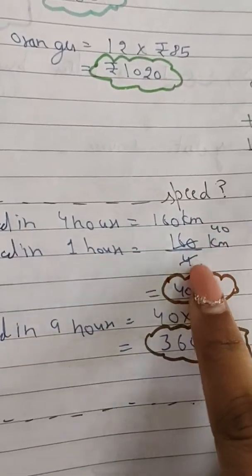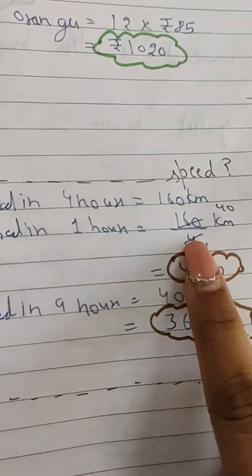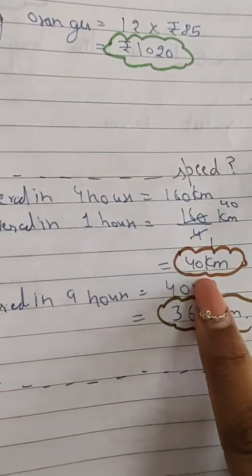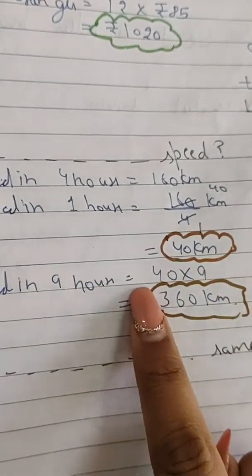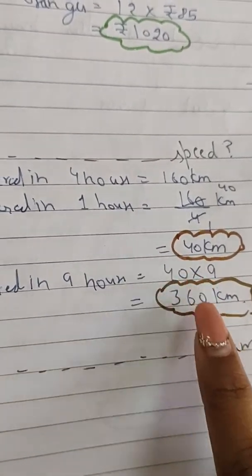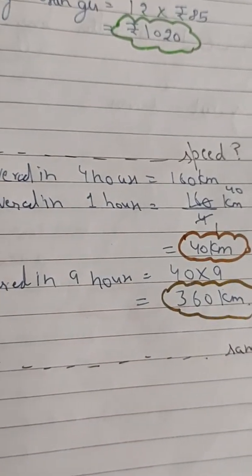So 160 divided by 4. 16 comes in the table of 4 at 4, 4 will go 1, 0 we will write like this. So 40 kilometers. Now the distance covered in 9 hours will be 40 multiplied by 9. 9 4s are 36 and 0 we will write here. So 360 will be the answer.